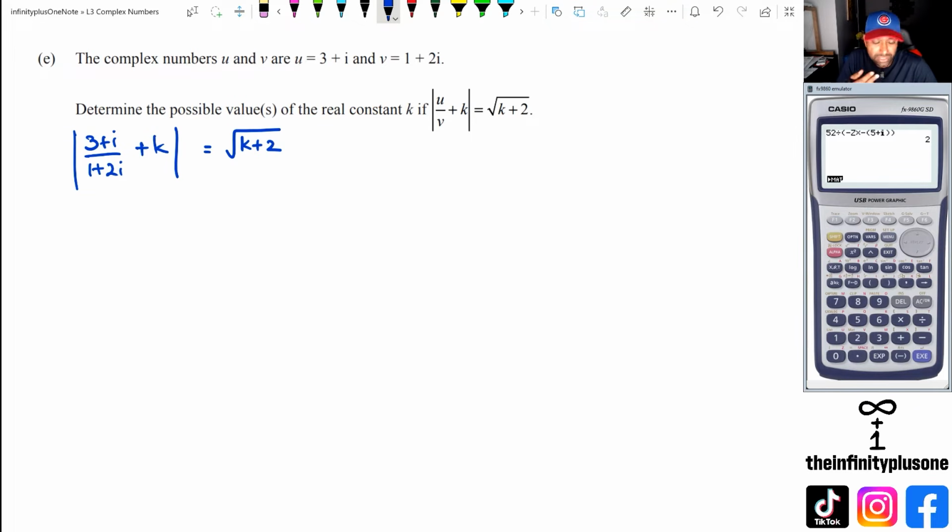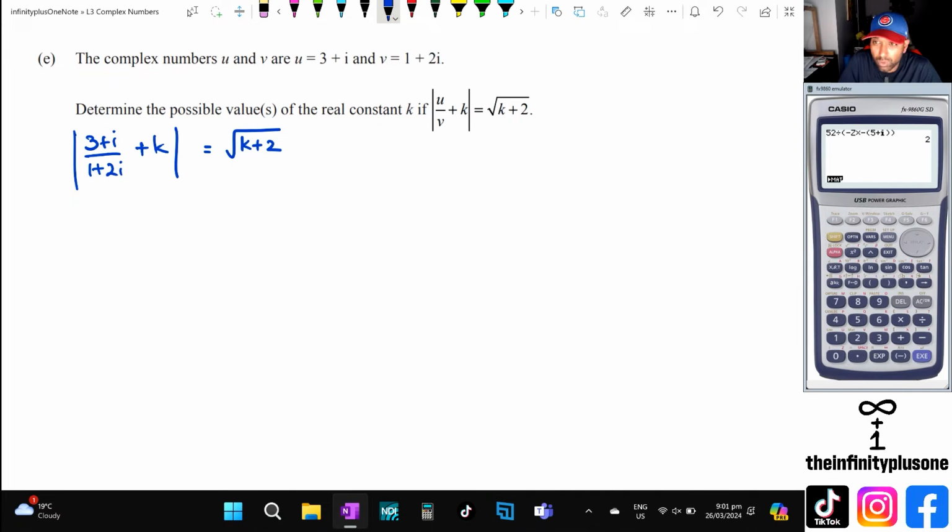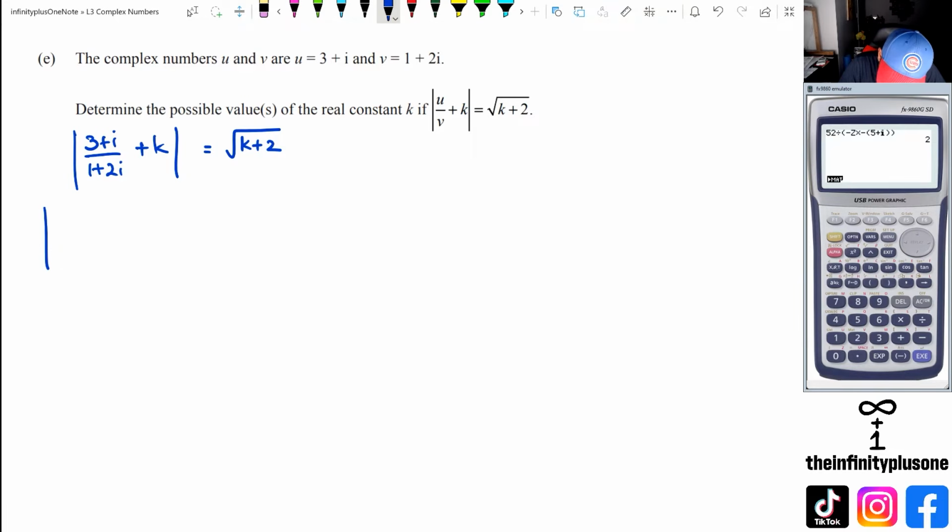As I said, the first step is to get rid of that 1 + 2i, and the way we're going to do it is to rationalize the denominator. So we're going to multiply by 1 - 2i, and the same with the numerator as well. Then we've got plus k equals the square root of k + 2. At this point, we want to rationalize the numerator. We've got (3 + i) times (1 - 2i).